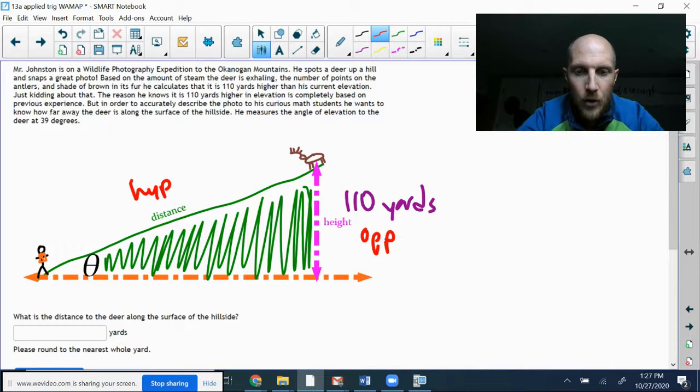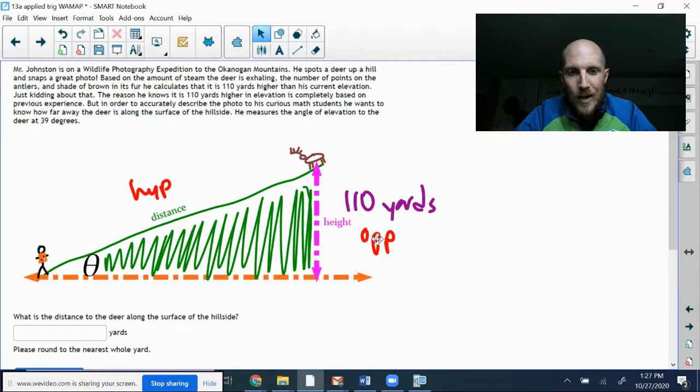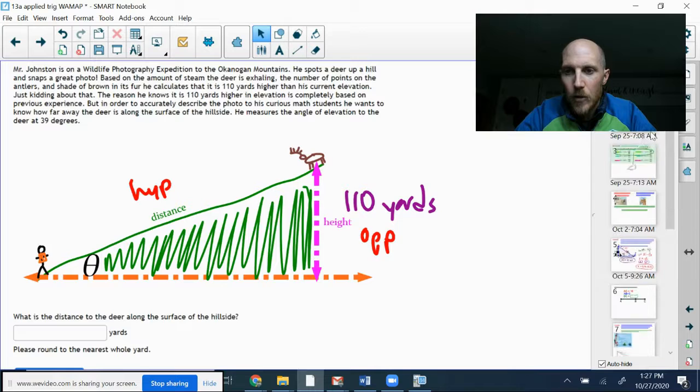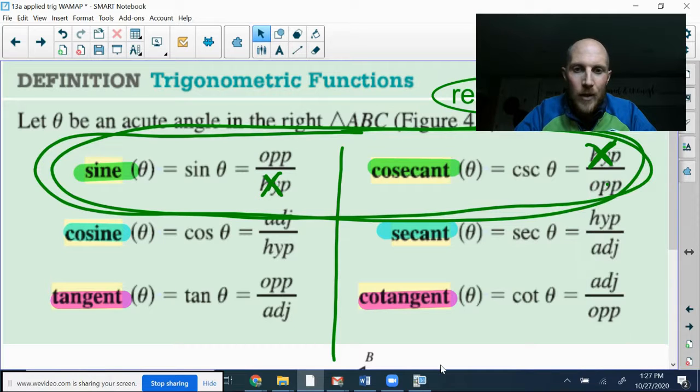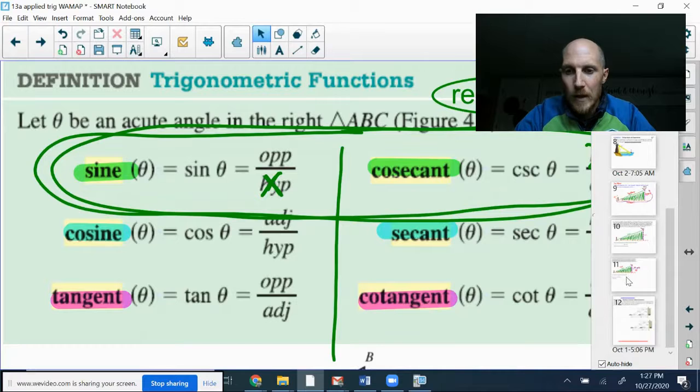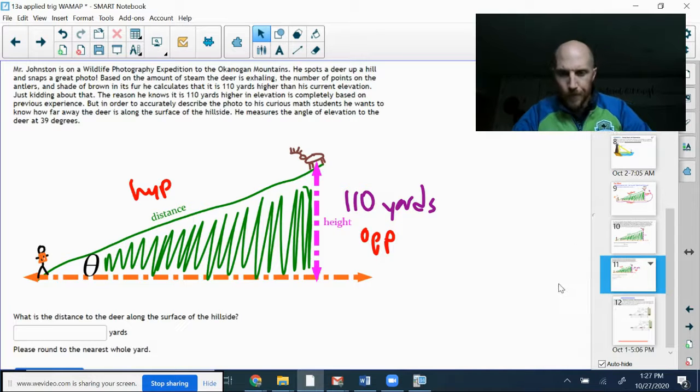Okay, so the 110 yards, that height, the change in elevation, is going to be the opposite side. So my two options for trig ratios involving the opposite side and the hypotenuse are sine or cosecant. If I were to use sine, that would put x, my hypotenuse, the variable, in the denominator. I would rather not do that. Cosecant, on the other hand, will give me my hypotenuse, my variable, in the numerator. So I'm going to use cosecant because I find that far advantageous.